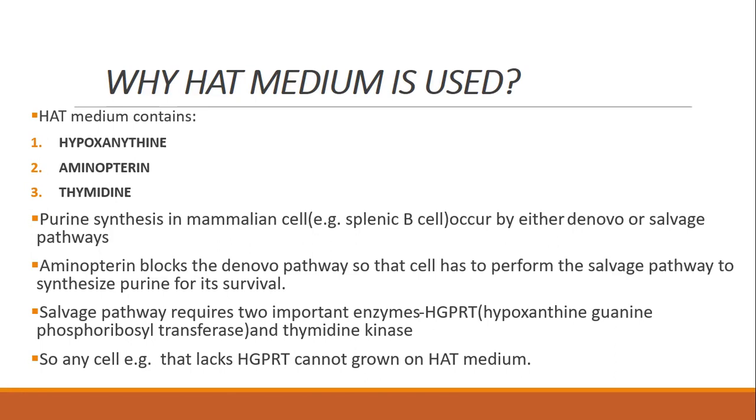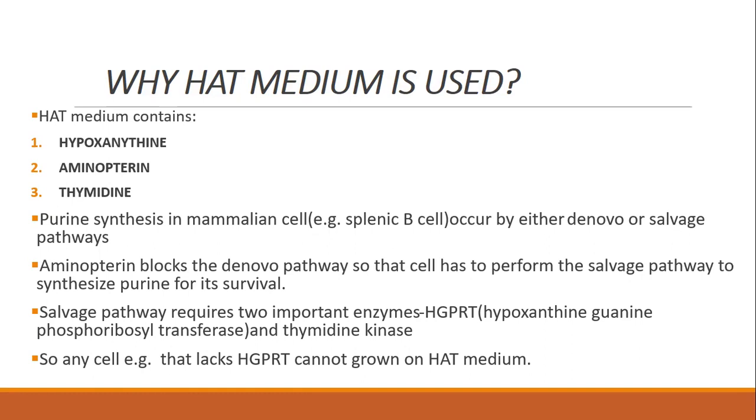Purine synthesis in a mammalian cell, for example a spleen cell, occurs by either the de novo or salvage pathway. Now, aminopterin, which is present in the HAT medium, blocks the de novo pathway. So the cell has to perform the salvage pathway to synthesize purine for its survival.